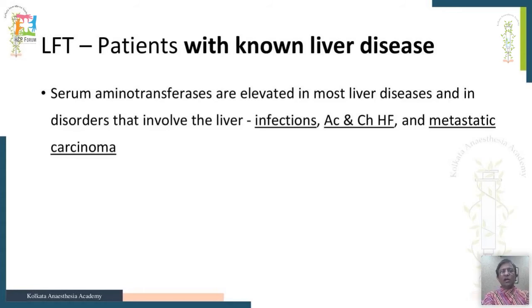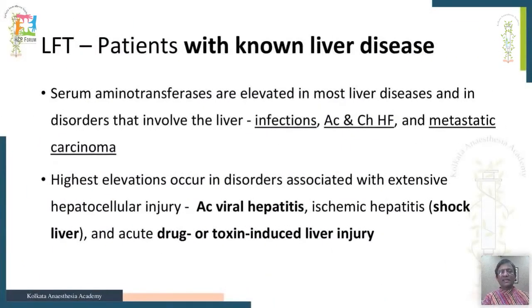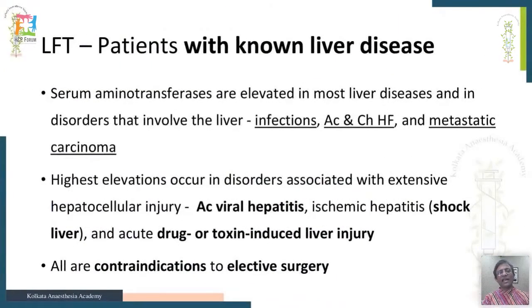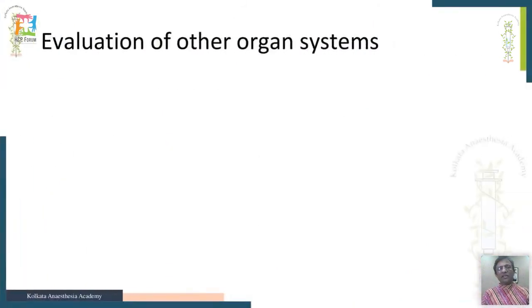With a known liver disease, you obviously would definitely do a liver function test, and liver function tests are elevated in most liver disease and also in disorders that would involve the liver, like any infections which involve the liver, acute and chronic heart failure, metastatic carcinomas. Highest elevations are seen in acute viral hepatitis, shock liver, or drug or toxin-induced liver injuries. And in this scenario, these are all contraindications to elective surgery. So with hugely elevated transaminases, think twice before taking these patients for elective surgery.